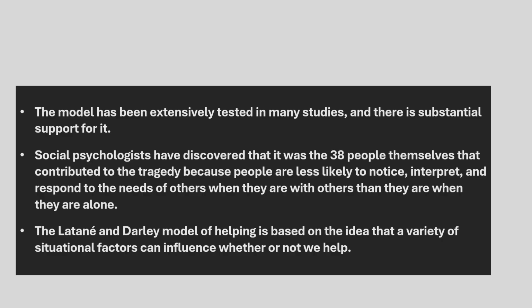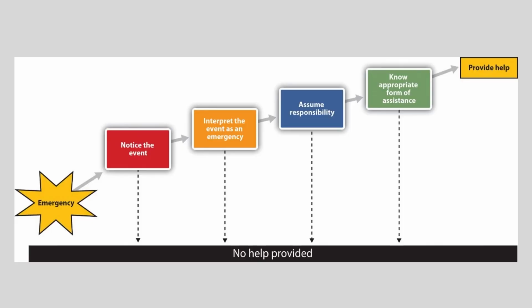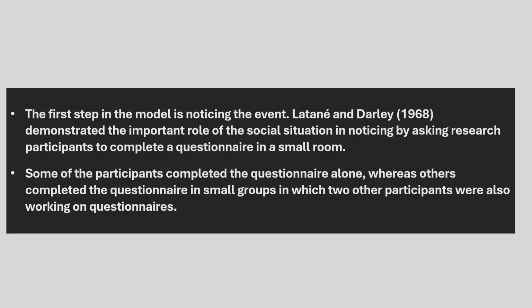This model of helping is based on the idea that a variety of situational factors can influence whether or not we decide to help. Here's a graphic showing this model. It starts with the emergency, noticing the event, interpreting the event as an emergency, assuming responsibility, knowing how to give assistance, and then providing help. The first step in the model is noticing the event.